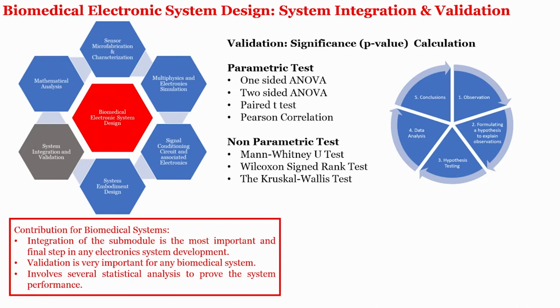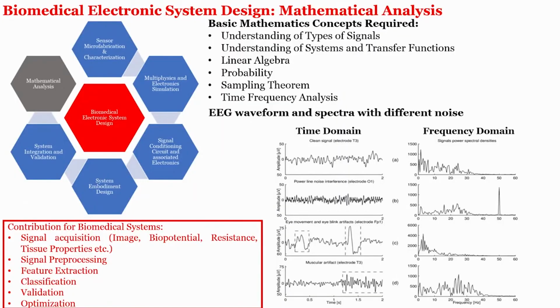So, we have seen several statistical tests, parametric tests, whether it is one-way ANOVA, two-way ANOVA, paired t-test, Pearson correlation. We have also done the non-parametric tests, Mann-Whitney U test, Wilcoxon signed rank test, the Kruskal-Wallis test, and so on and so forth. So, the point is, when you start, you have to observe, then formulate a hypothesis, do testing and data analysis, and conclude with that. So, we have seen the entire cycle. Again, statistics involves very heavy math. So, that is the idea.